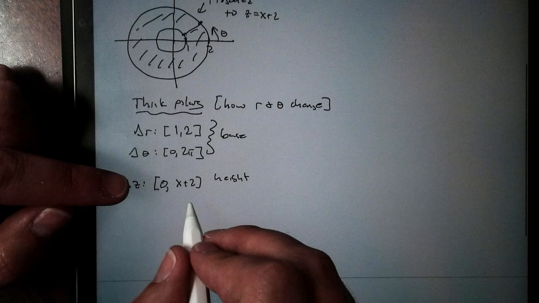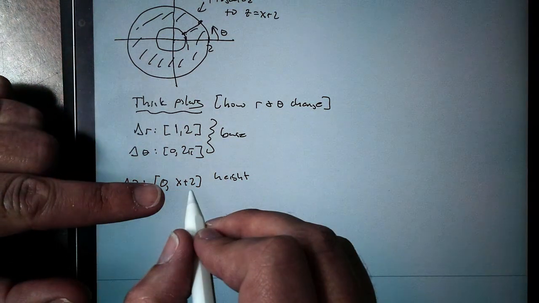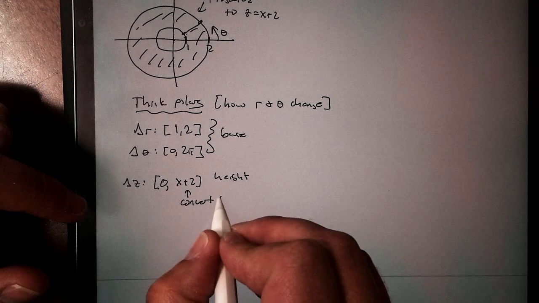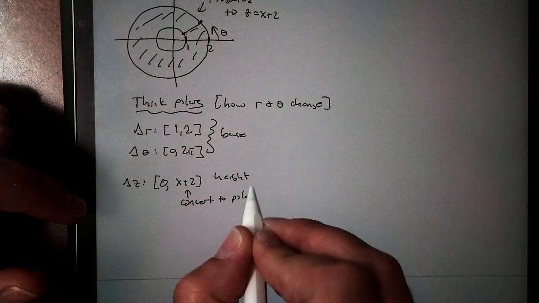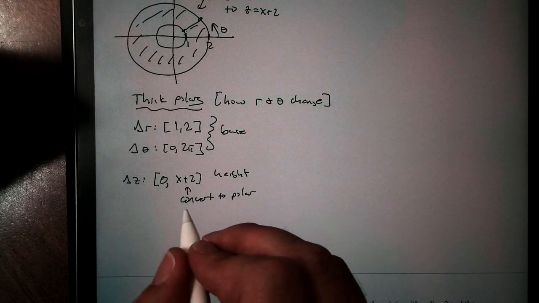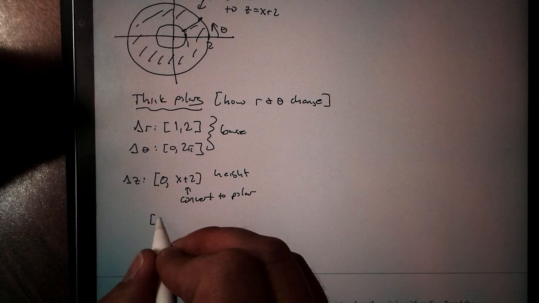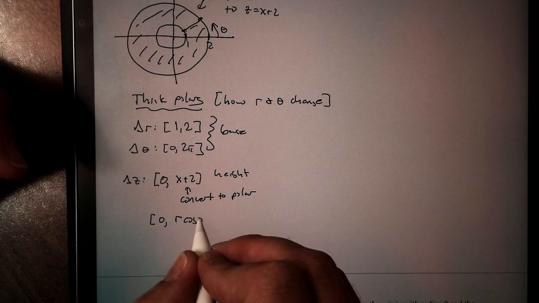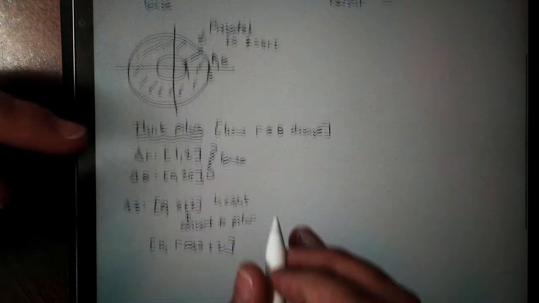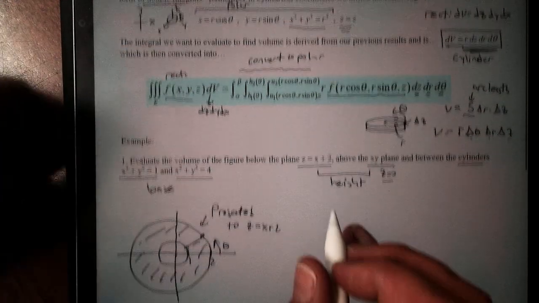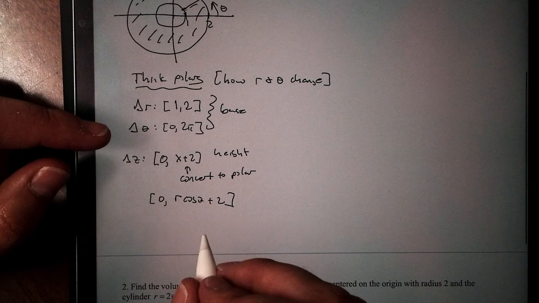But here's the problem. Polar, rectangular. We have to convert to polar or cylindrical. So we're going to convert that. My x, I know, is r cosine theta, so the upper limit is r cosine theta plus 2. I know that because of my old conversion factors from pre-cal so many years ago. And there is our change in z.